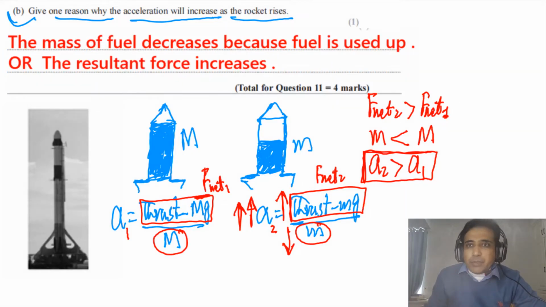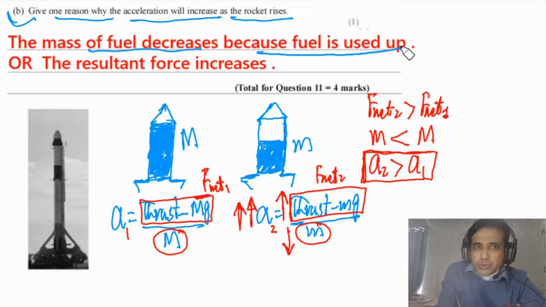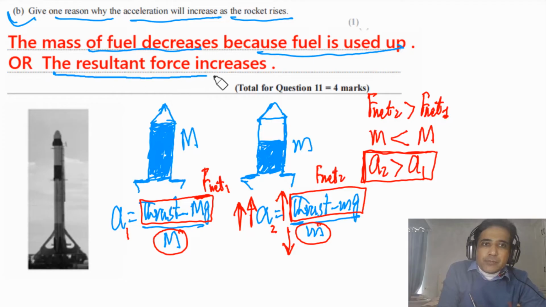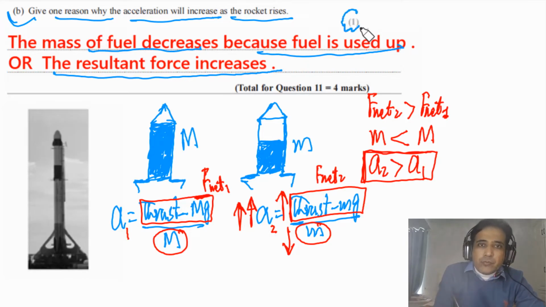In your answer, you can mention this point. You can simply say the mass of fuel decreases because fuel is used up. You can also say the resultant force increases because thrust is constant. And this question has only 1 mark. If you write down this point, you will get 1 mark. And if you write down this one, you will also get 1 mark.